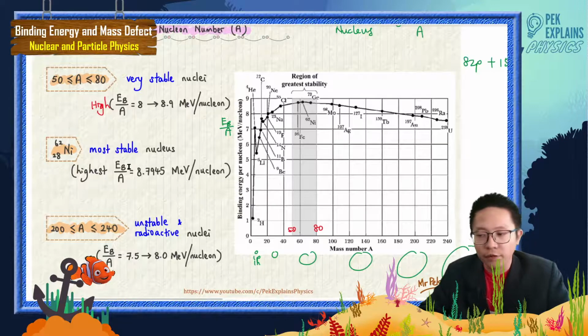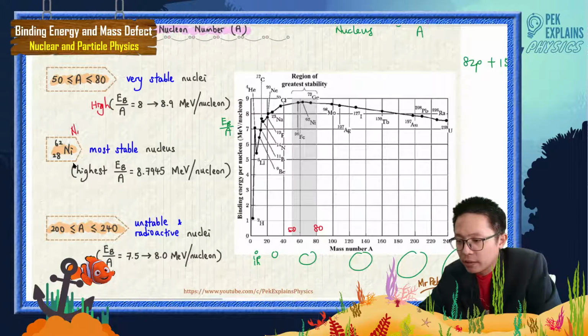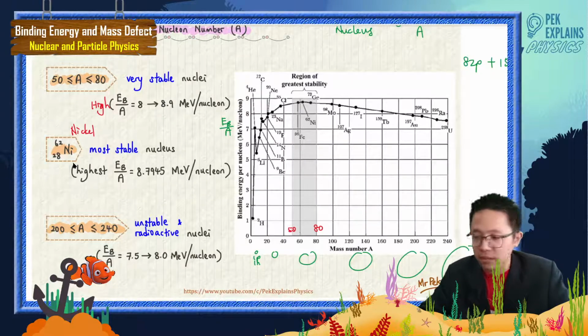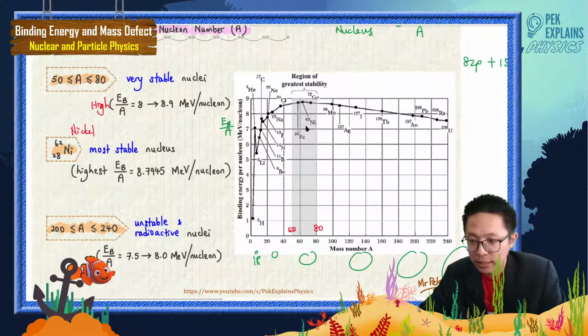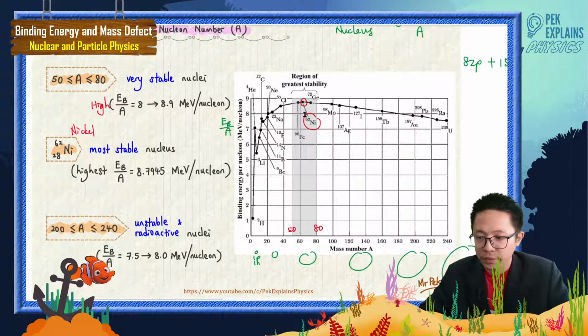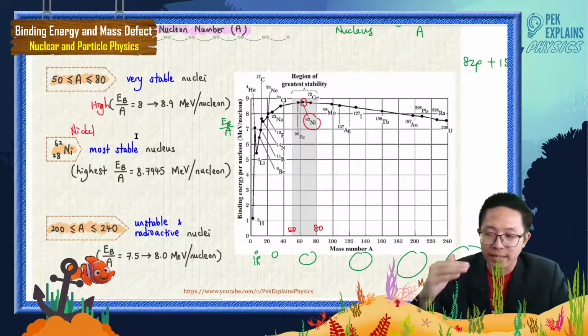Okay, the most stable nucleus is nickel. Nickel, you know nickel? Nickel is the most stable one. It is at the nucleon number 62 over here. Nickel 62. Okay, most stable nucleus. The binding energy per nucleon is 8.7945 mega electron volt per nucleon. This is the most stable one, because it has the highest graph.